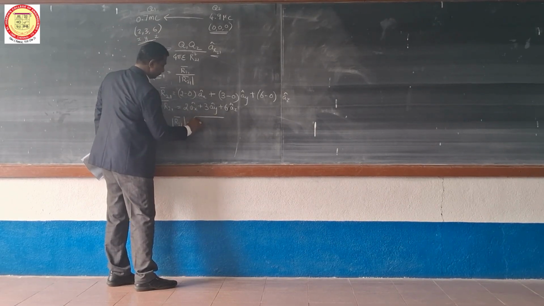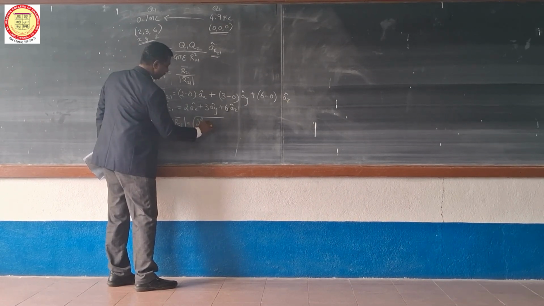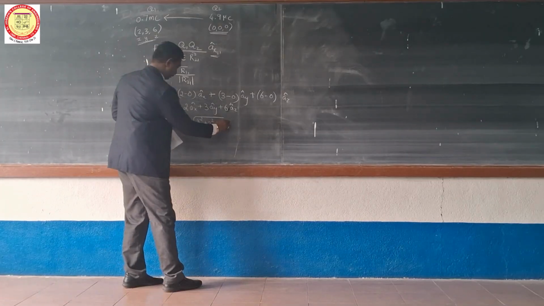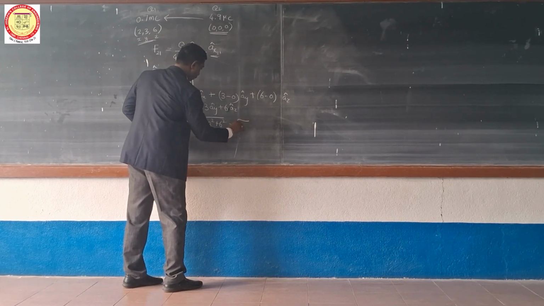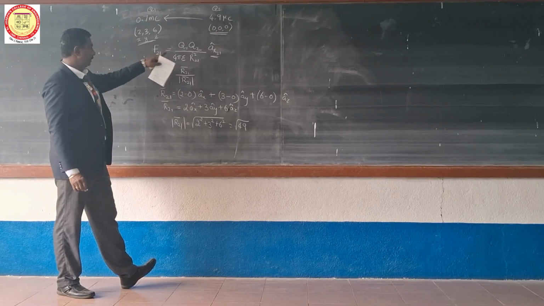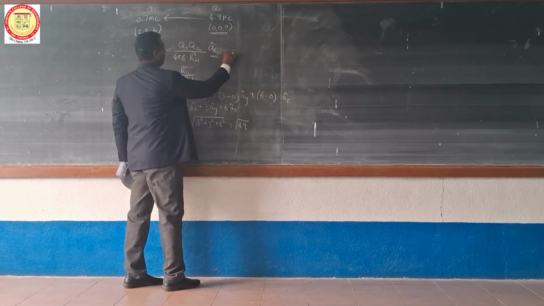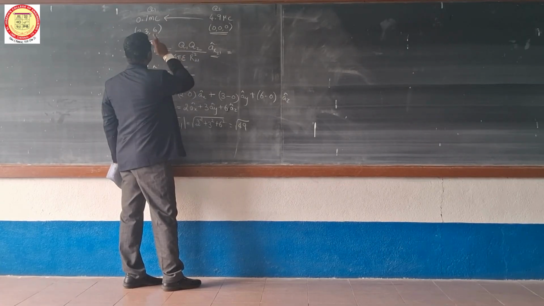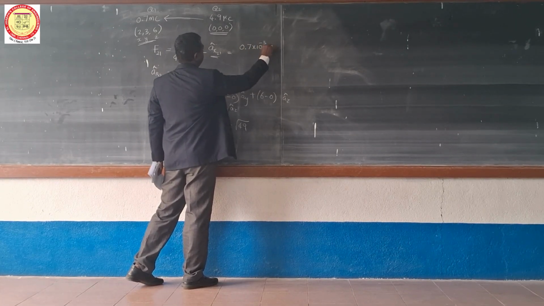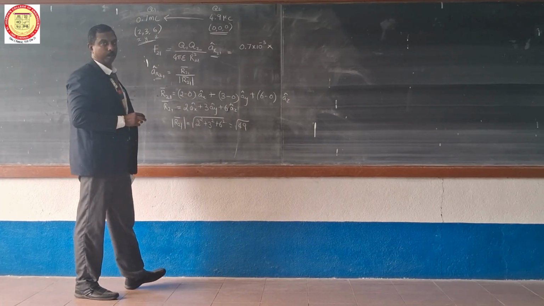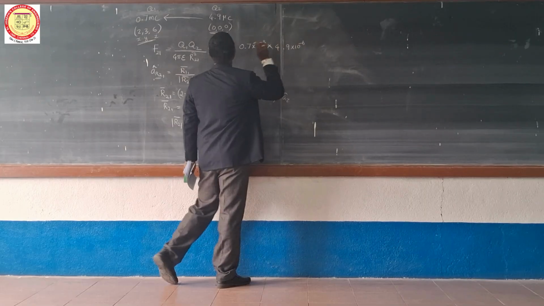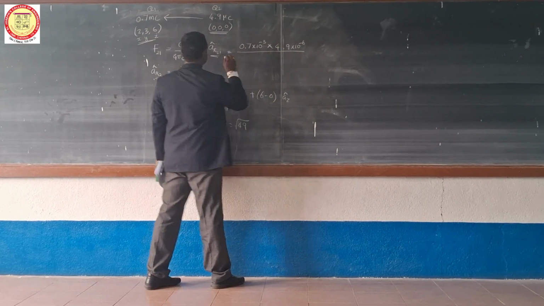Root of 2 square plus 3 square plus 6 square. So root 49. Okay. Now we substitute all these things in this formula. What is the formula? What is the value for Q1? 0.7 millicoulomb. So 0.7 into 10 power minus 3 multiplied by Q2, 4.9 microcoulomb. So 4.9 into 10 power minus 6 divided by 4 pi.